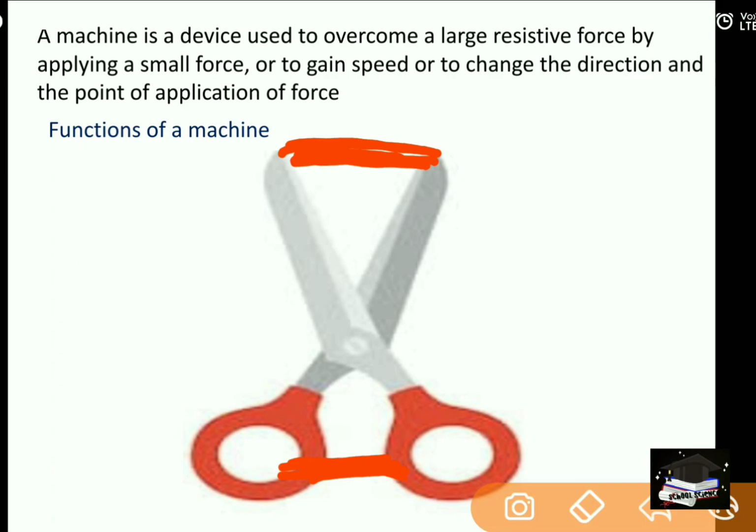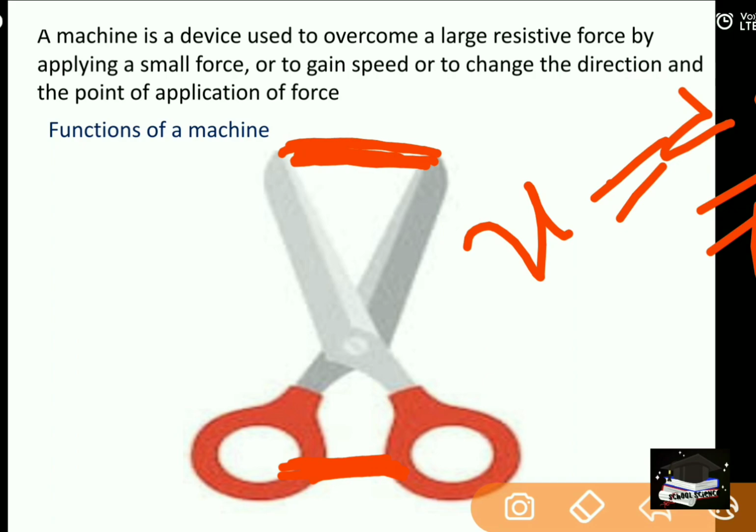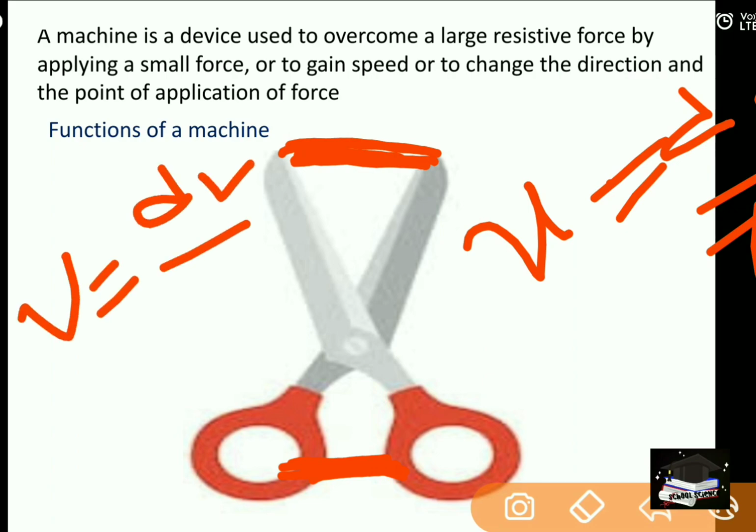Suppose I will calculate the speed of the effort. Speed of the effort equals distance moved by the effort by time, and speed for the load is distance moved by load by time. So which one is greater? By looking at the example we can clearly say, since the distance moved by the load is more, the speed of the load is more.